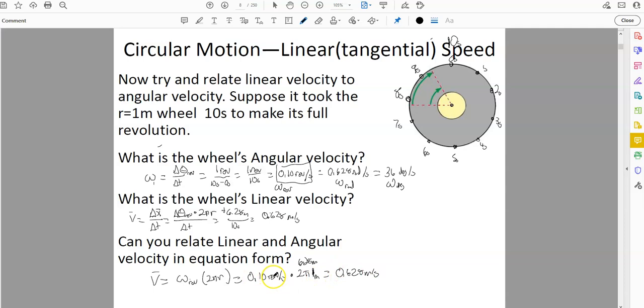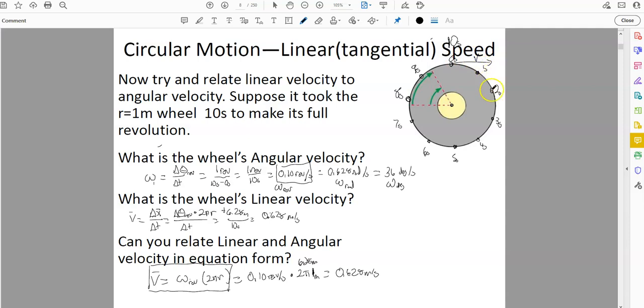Revolutions is unitless, and so is radians and degrees. So it's just 1 meter divided by 1 second. It's not 1 meter revolutions times a second. So this is a really quick, easy way to relate linear velocity or tangential velocity. In other words, tangential velocity, or tangential speed.